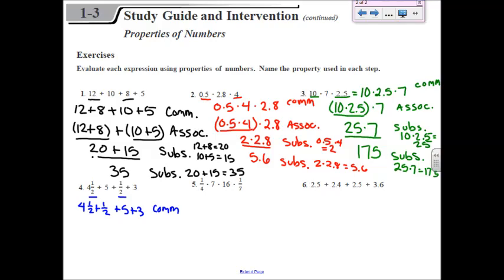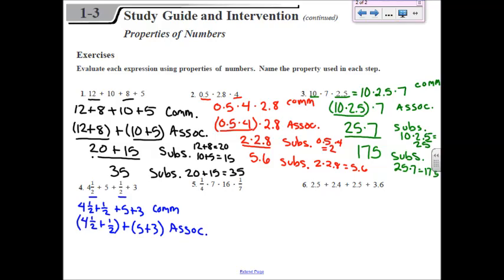Now I'm going to group them. So I'm going to say 4.5 plus 1/2, and then I'm going to add that on to 5 plus 3. And that's the associative property, which says I can group them in any way, and the answer will be the same.